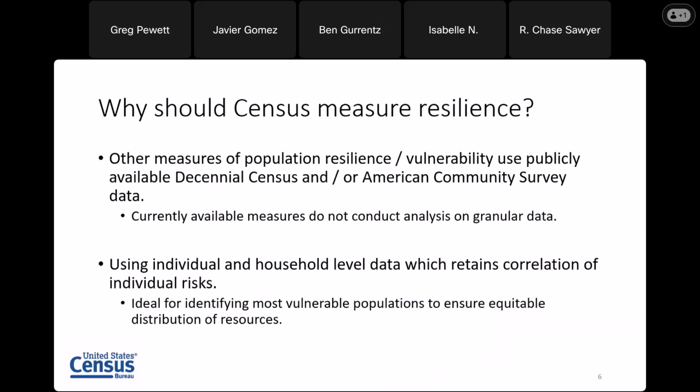There are already other measures of population resilience that use publicly available decennial census or American Community Survey data. Because they derive from publicly available data, the measures are deficient in either granularity or accuracy. CRE instead uses individual and household level data, which retains correlation of individual risks. This is ideal for identifying the most vulnerable populations to ensure equitable distribution of resources.